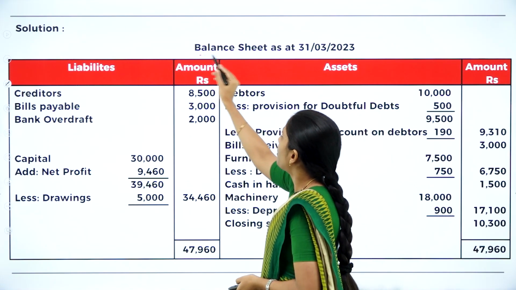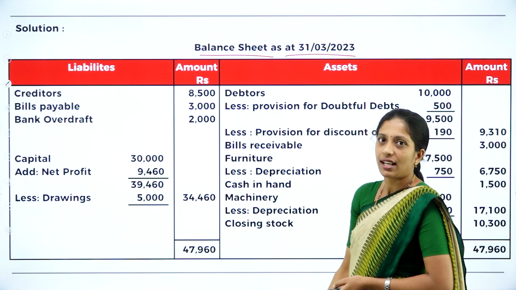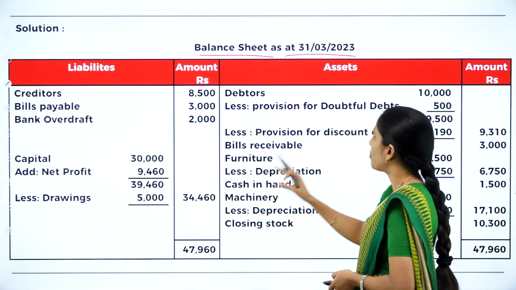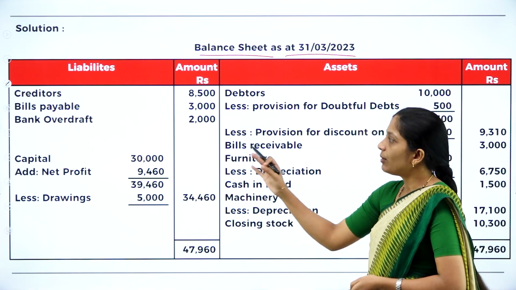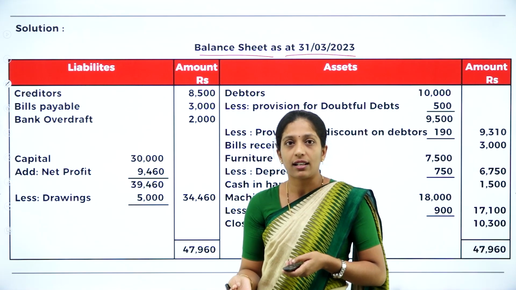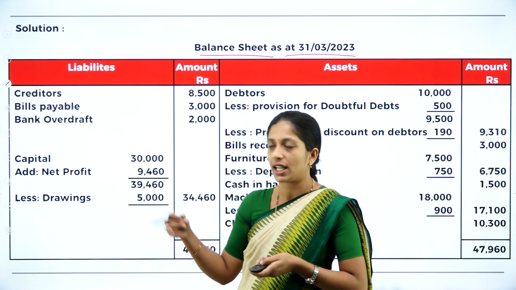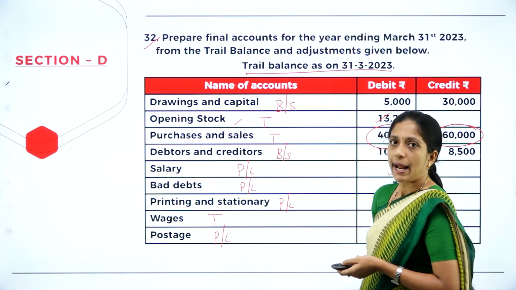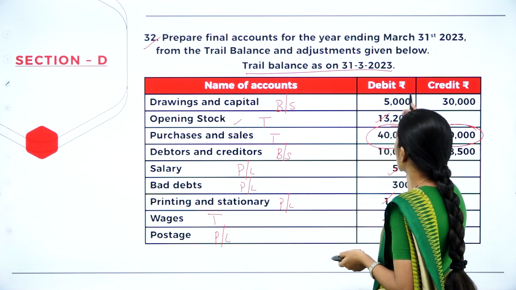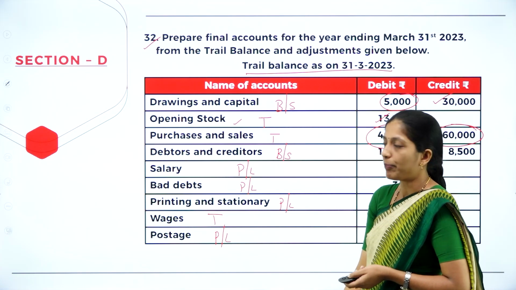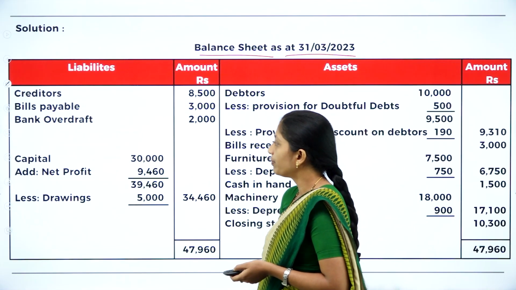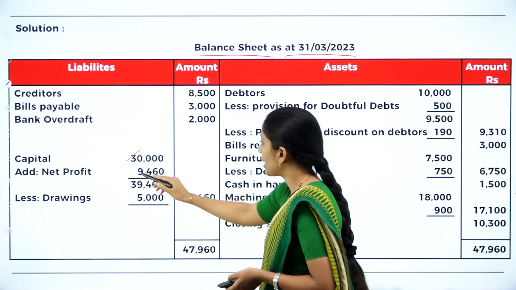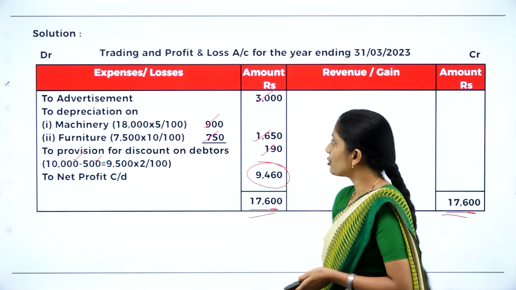Now come to the balance sheet as at 31st March 2023. So your format is liabilities, amount, assets and amount. Now whatever items we have left in the trial balance, capital items you have to take here. Now let us see one by one. Yes, drawings and capital. So this is drawings and 30,000 is capital. So let's see how we have to record. So capital 30,000, add net profit which you got 9,460, minus drawings.